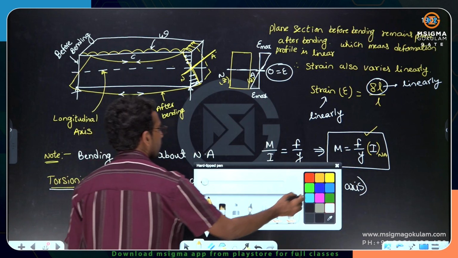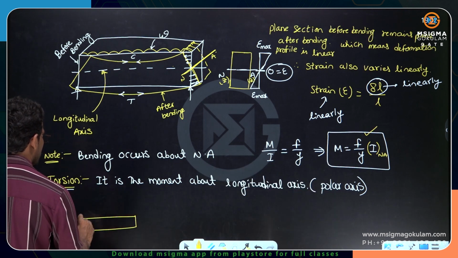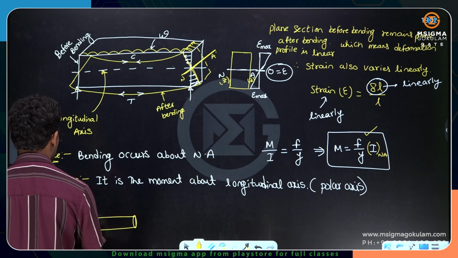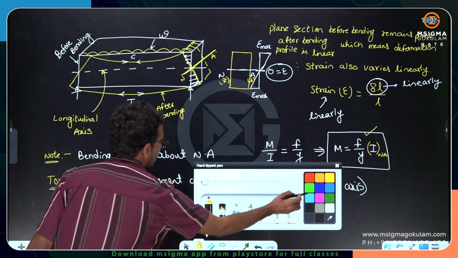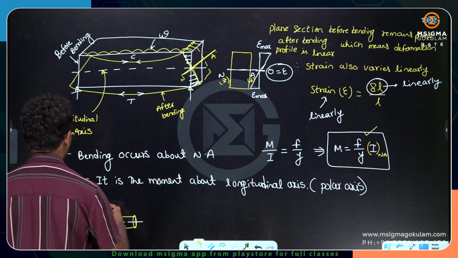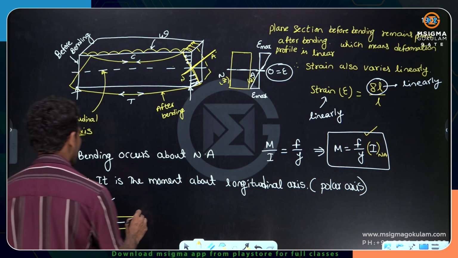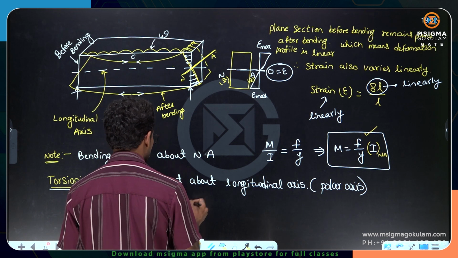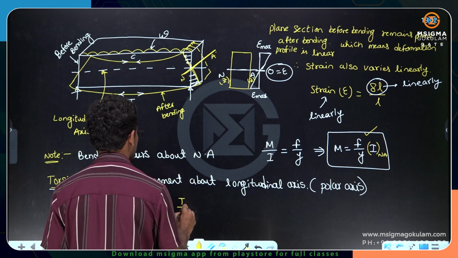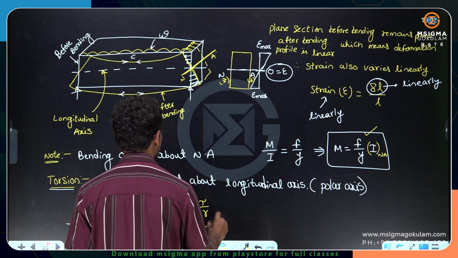Look here, whenever I say torsion, if the member is like this, maybe circular or non-circular, it doesn't matter. Let's say circular for understanding purposes. When you twist it, when you apply a moment, two equal and opposite forces, this is what torsion is. So torsion occurs about the longitudinal axis. In the torsion equation, I can use T by J is equal to tau by R is equal to G theta by L. Anyhow, G theta by L we are not going to use.